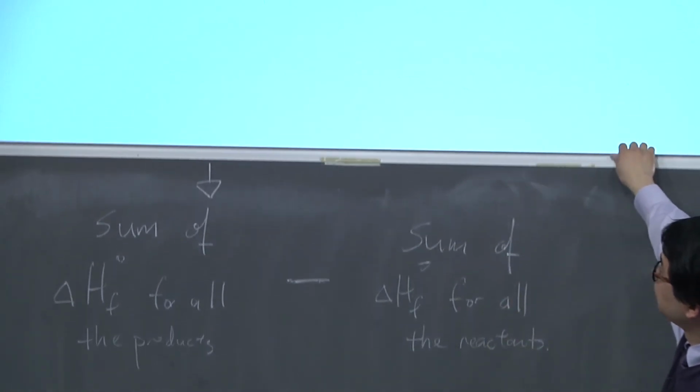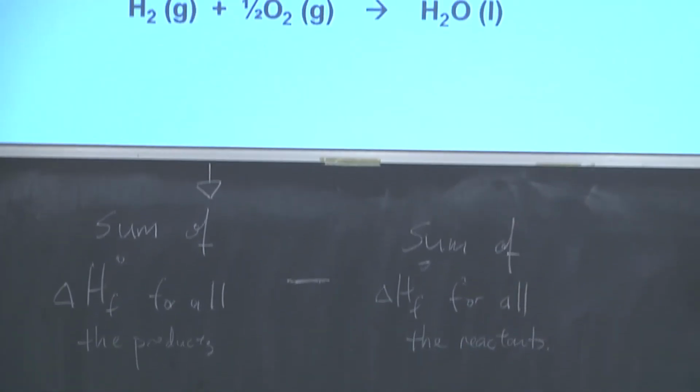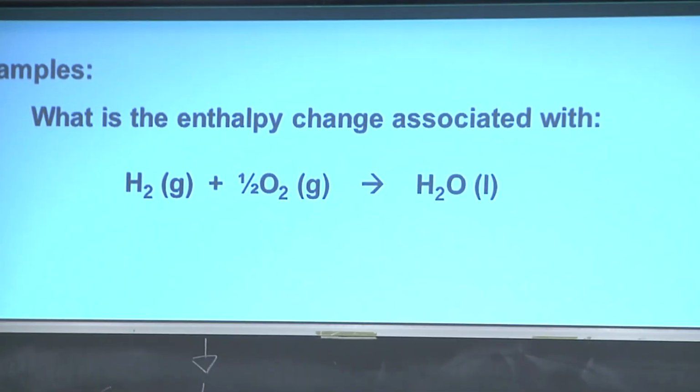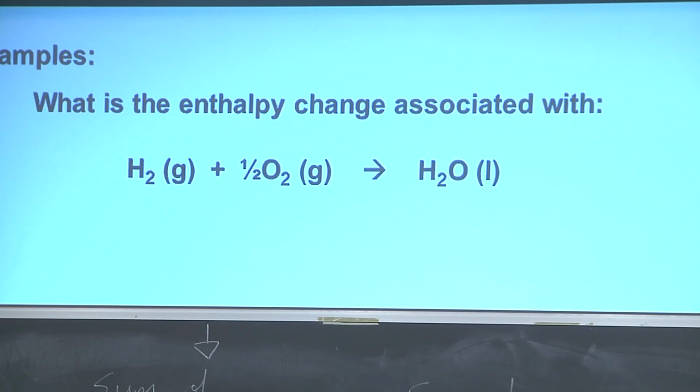So here's the question. What is the enthalpy change associated with H2 plus 1/2 O2 gives me H2O? Well, what's the delta Hf of H2 gas? 0, because I just told you that, right? And because it's an element in its most stable state at room temperature, what's the delta Hf for O2 gas? Also 0. So all I need to do now is look up the delta Hf for H2O.